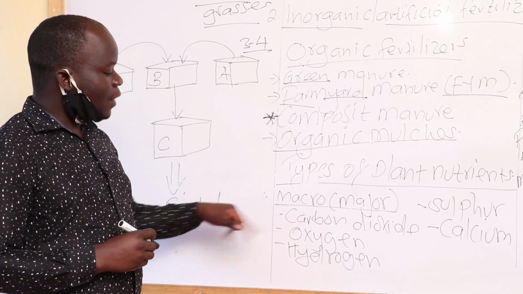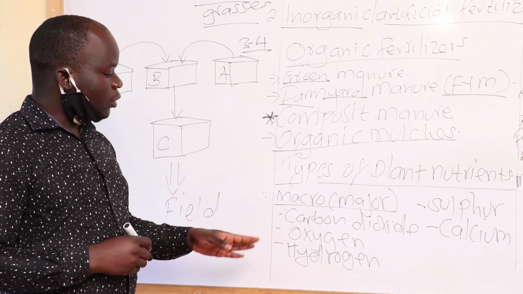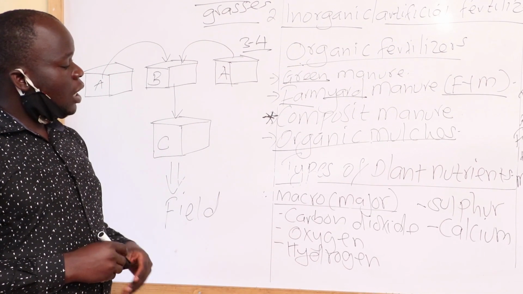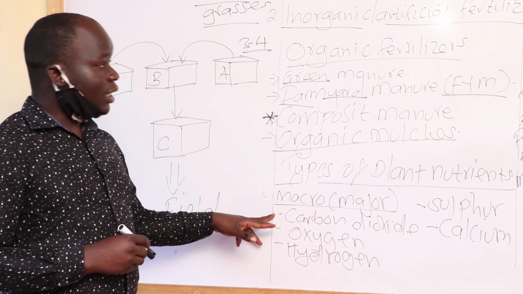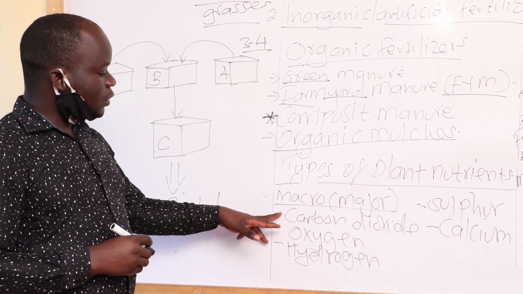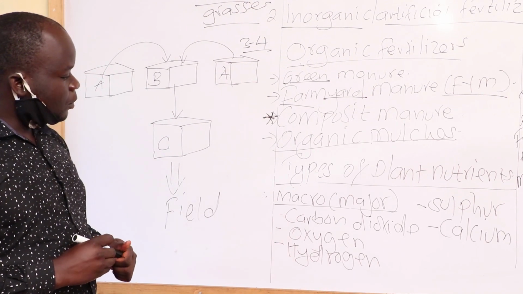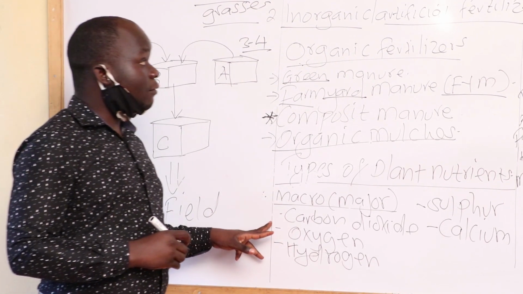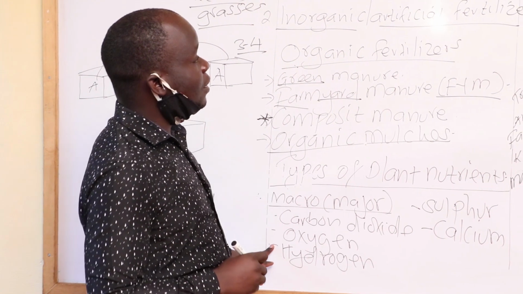Plants cannot survive without them, which includes carbon dioxide, oxygen, hydrogen, sulfur, and so many others, which you can get from Primary Science People's Book, Class 7. You can visit and see how many types of macronutrients we have there. All of them are highlighted there.